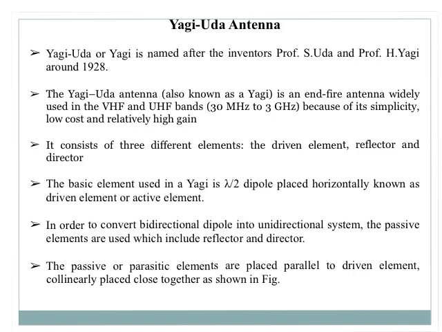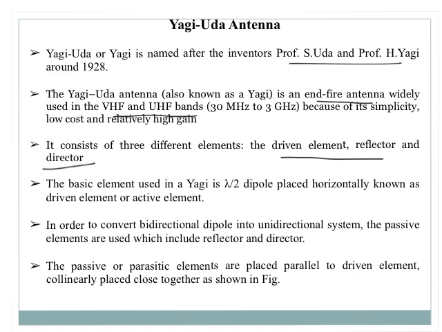The Yagi-Uda antenna is named after the inventor Professor S. Uda and Professor H. Yagi. The Yagi-Uda antenna is also known as Yagi, and it is an end fire antenna. It is basically used in VHF and UHF bands. It consists of three main elements: the driven element, reflector, and the director.